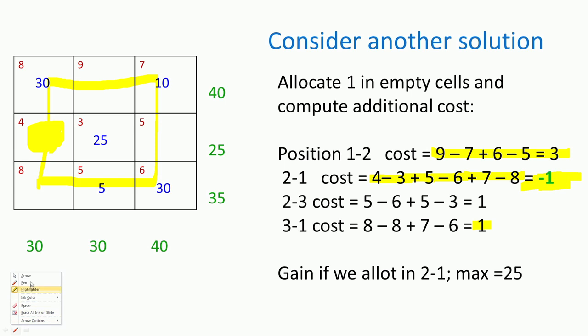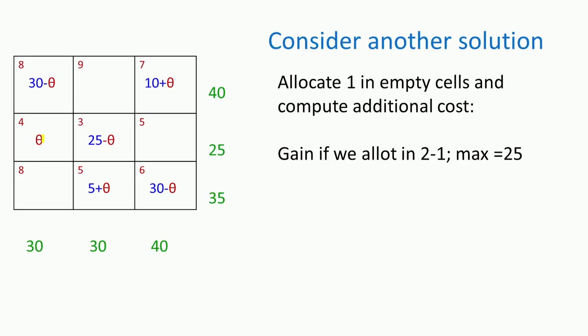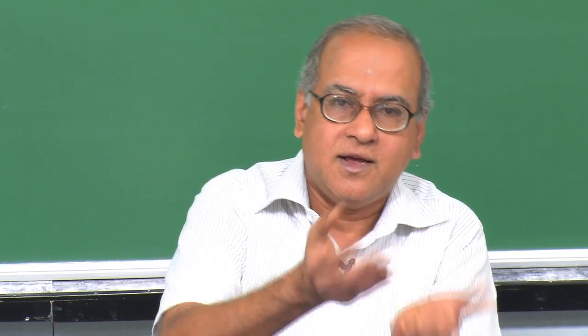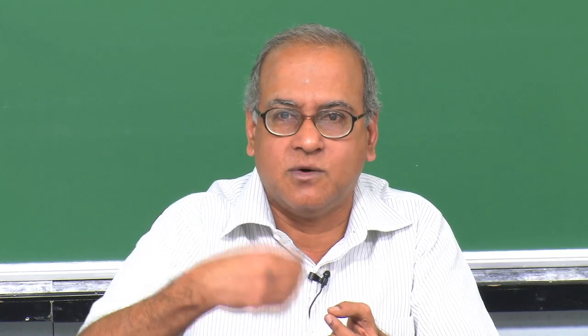So, we now move on to see how much we can put in that position. To find out how much, we say let us put theta in that position. If I put theta in this position, to balance it, this becomes 25 minus theta, this becomes 5 plus theta, this becomes 30 minus theta, 10 plus theta and 30 minus theta. Now, I know that when I put a plus 1 I get a benefit. So, I want to find out how much I can put such that I get as much benefit as I can. That is given by this theta. So, I keep putting theta equal to 1, theta equal to 2 and so on.